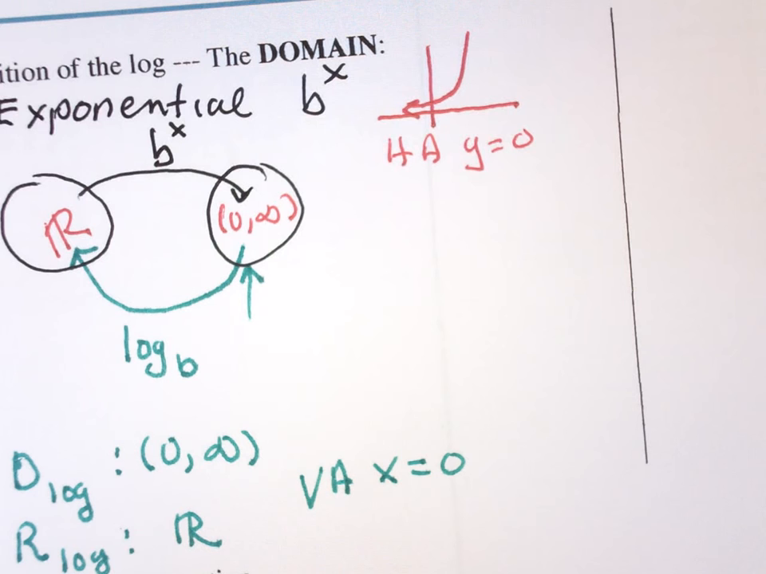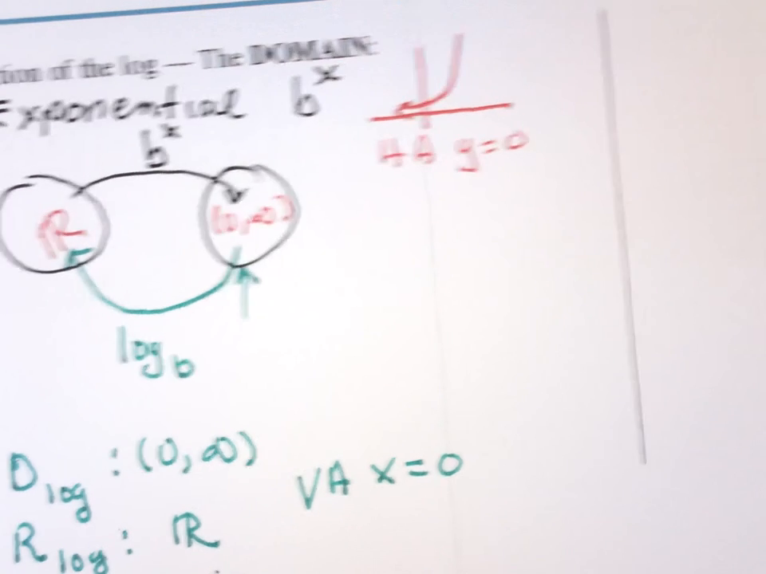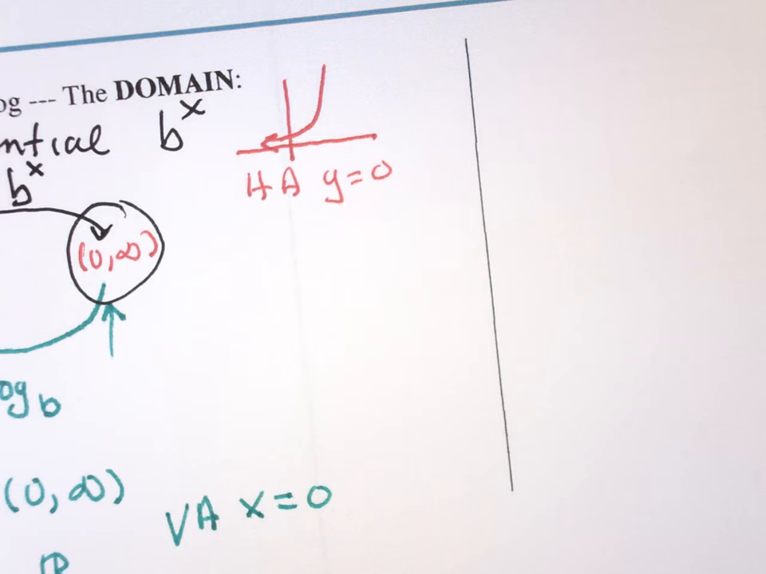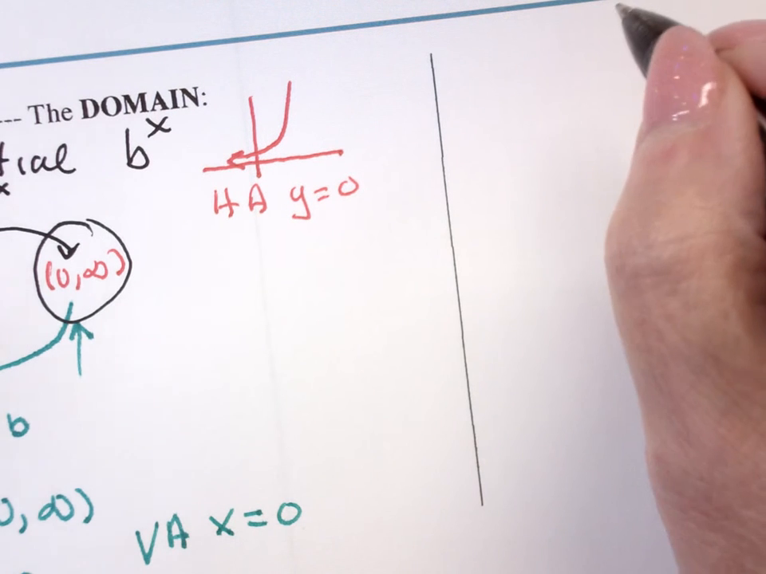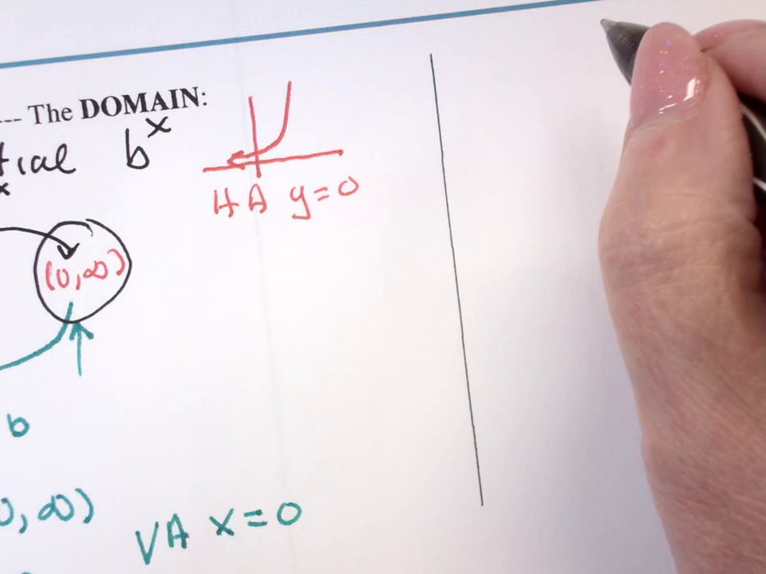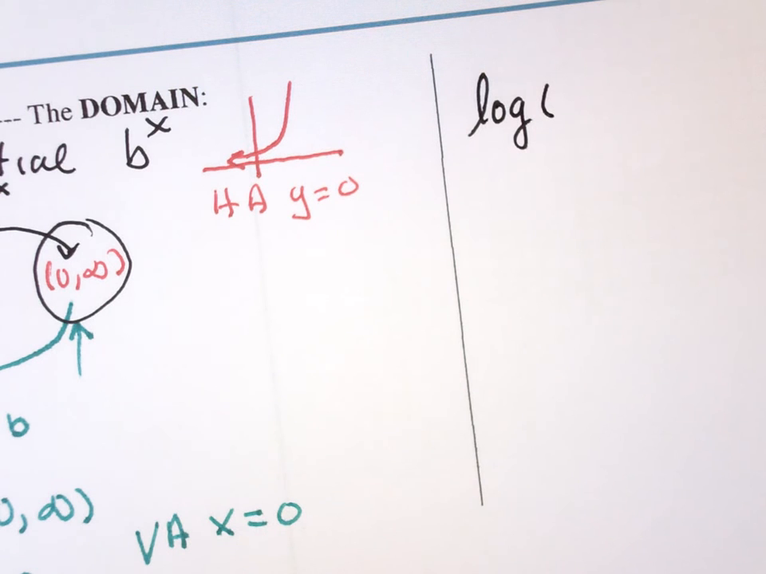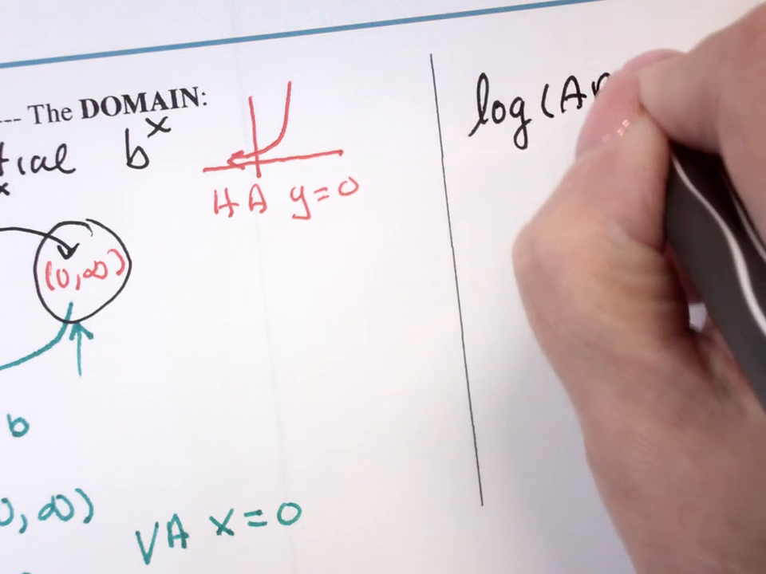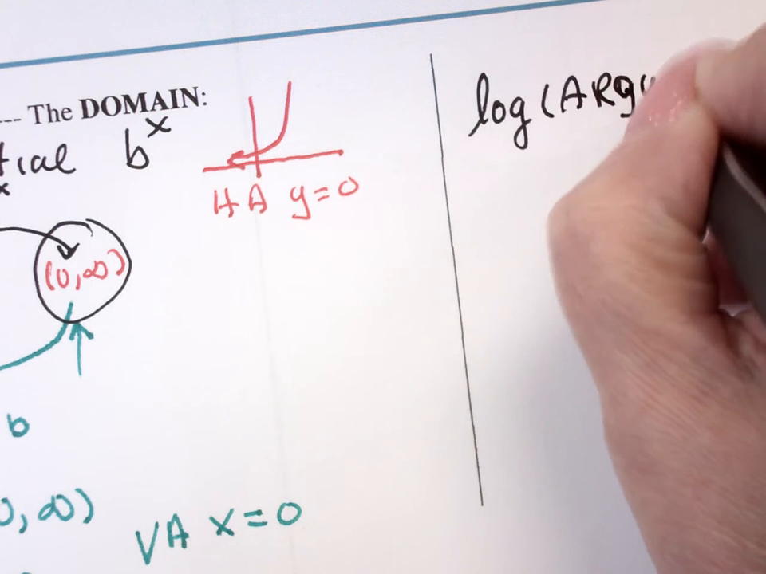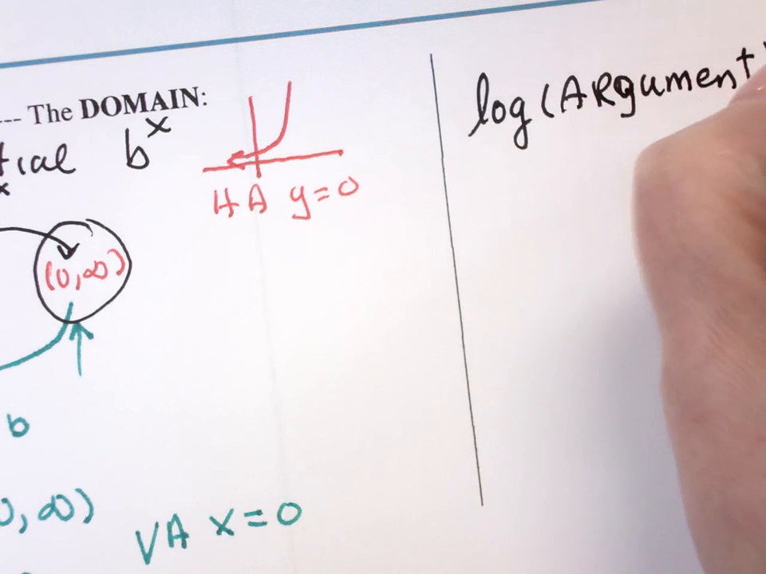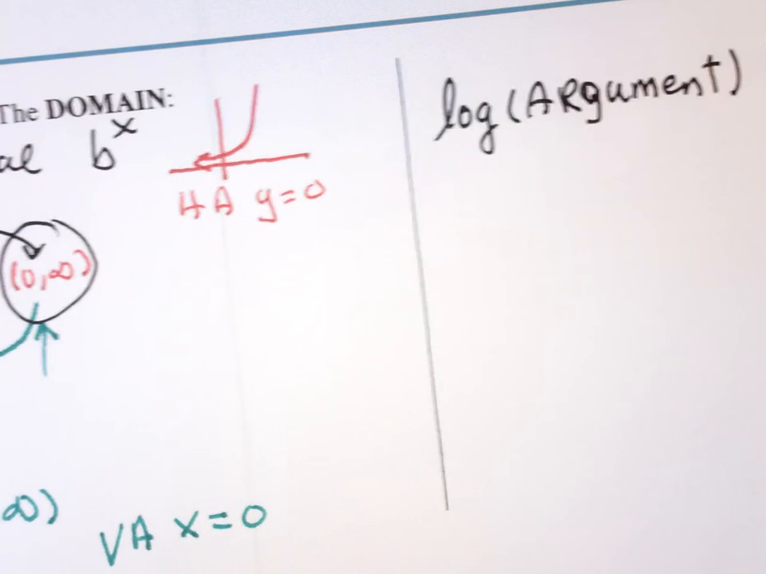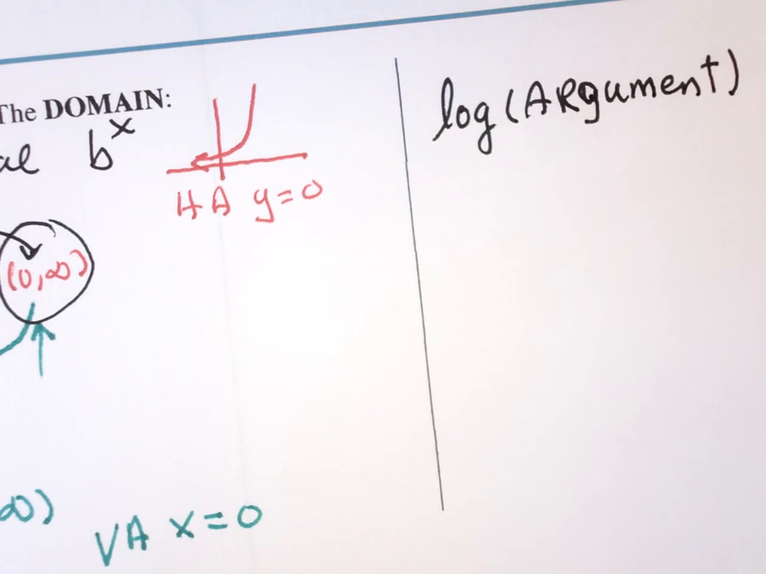Now what's going to be important to you as we move forward is that what you're taking the log of is going to be an expression and not just x. And what you're taking the log of has a name. It's called the argument. You notice that rational functions have denominators, right? And radicals have radicands. Logarithms have arguments.